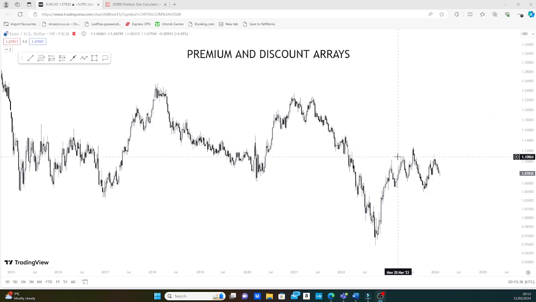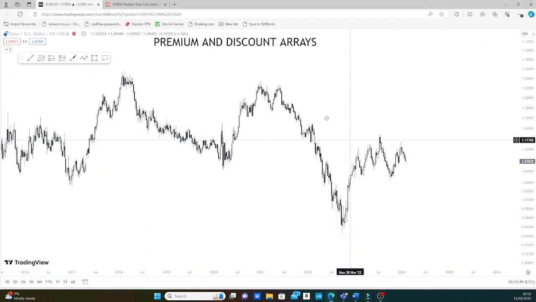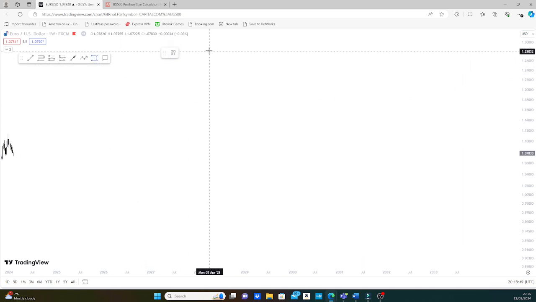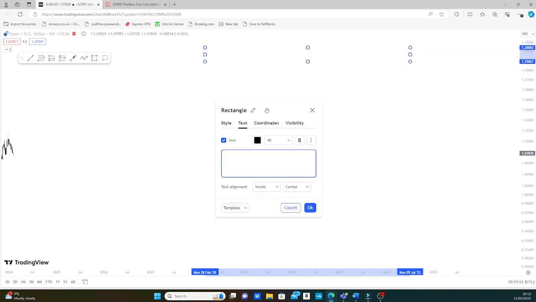Here we're going to be going over one of the most important concepts within ICT concepts itself, and that's the idea of premium versus discount. Now, what do we mean by premium versus discount, or PD arrays? If we take the chart to the side for a second, we just look at PD arrays by itself.